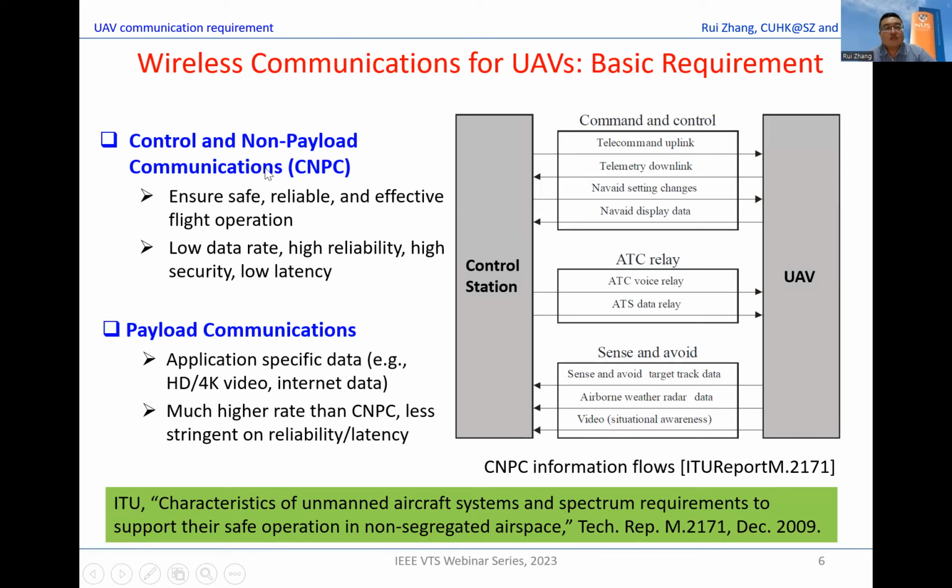One is called the control and non-payload communications, or CNPC. The main purpose is to enable some very essential control signaling between the base station and the ground payload. Typically for CNPC data, the data rate may not be very high, but it has a very stringent requirement on the reliability and security, as well as the latency.